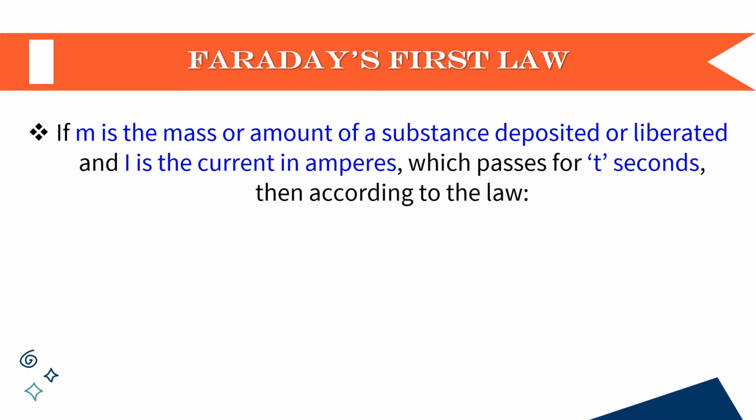Okay, so, to further explain, Faraday's kata, if M is the mass or amount of the substance deposited or liberated. Kenapa deposited or liberated? Deposited ni nak menunjukkan kita akan hasilkan solid, pada kita punya cathode ataupun anode, on the electrode. Liberated ni selalunya kita gunakan untuk gas. Okay, and I is the current in amperes which passes for t seconds. Then according to the law, mass is directly proportional to the current times the time.